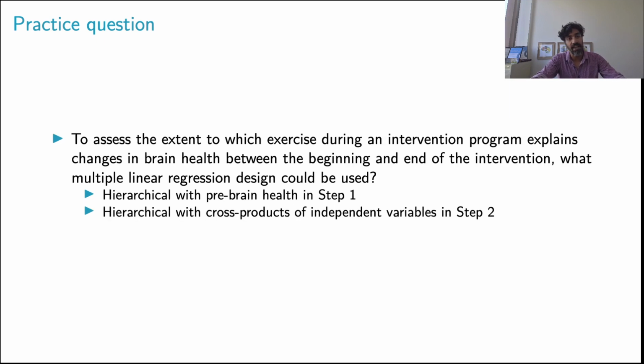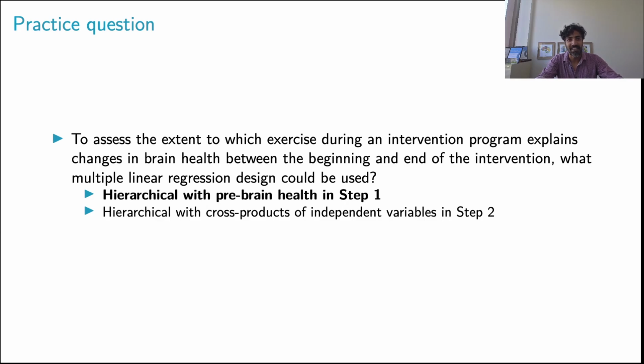And to assess the extent to which exercise during an intervention program explains changes in brain health between the beginning and end of the intervention, what multiple linear regression design should be used? Should it be hierarchical with pre-brain health in step 1, or hierarchical with cross products of independent variables in step 2? This is really assessing whether you understand what the terms in statistics mean, and whether you're getting intimidated by cross products or interactions or moderation.